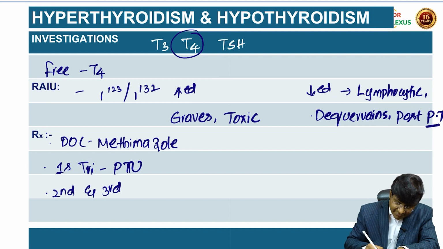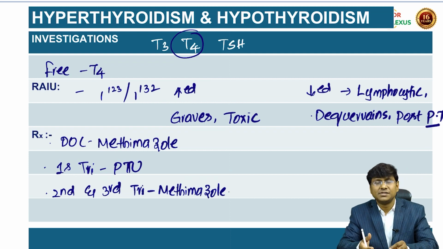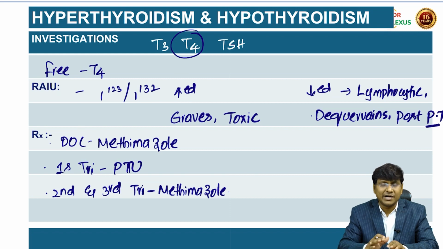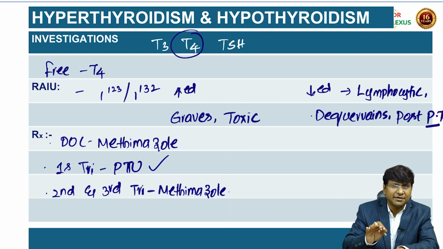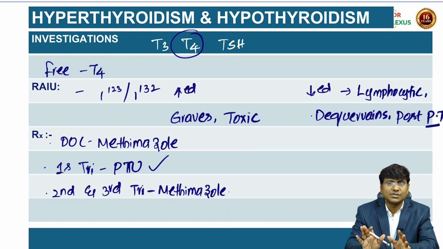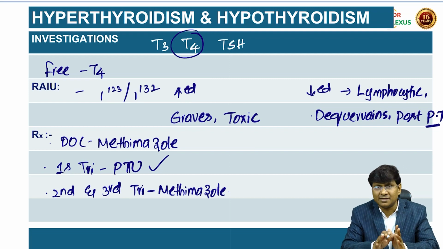Whereas in the second and third trimester, we give methimazole again. Why? Because in the second and third trimester, organogenesis is over, and methimazole is not teratogenic then, and it has a long half-life. And not only that, propylthiouracil is associated with very severe hepatic fibrosis, and that is the reason why we give propylthiouracil only in the first trimester and stop in the second and third trimester.